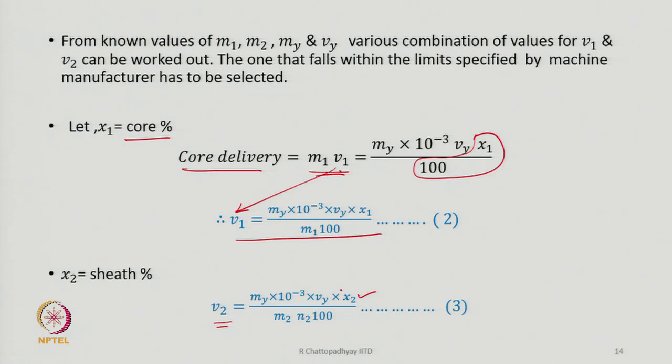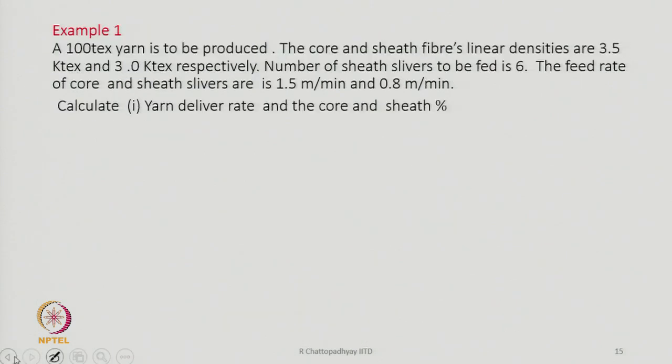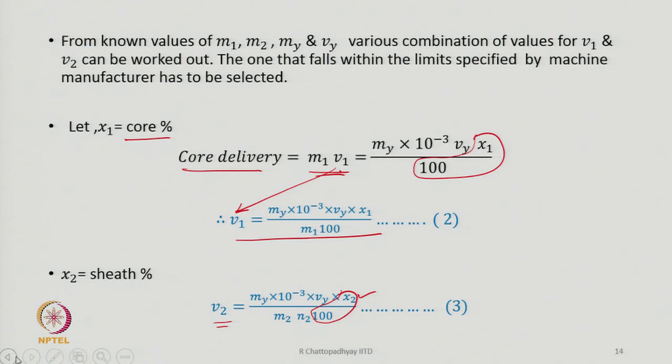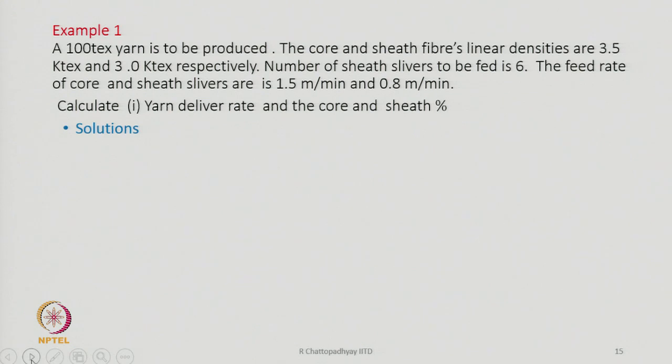So, x1 by 100, it will be x2 by 100, and the equation remains basically the same. So, that way we can find out the feed rate at drafting unit 1 and feed rate at drafting unit 2. So, when we want to set the machine, most of the time we have to adjust the feed rate. So, now we will solve a problem and that will make it clear.